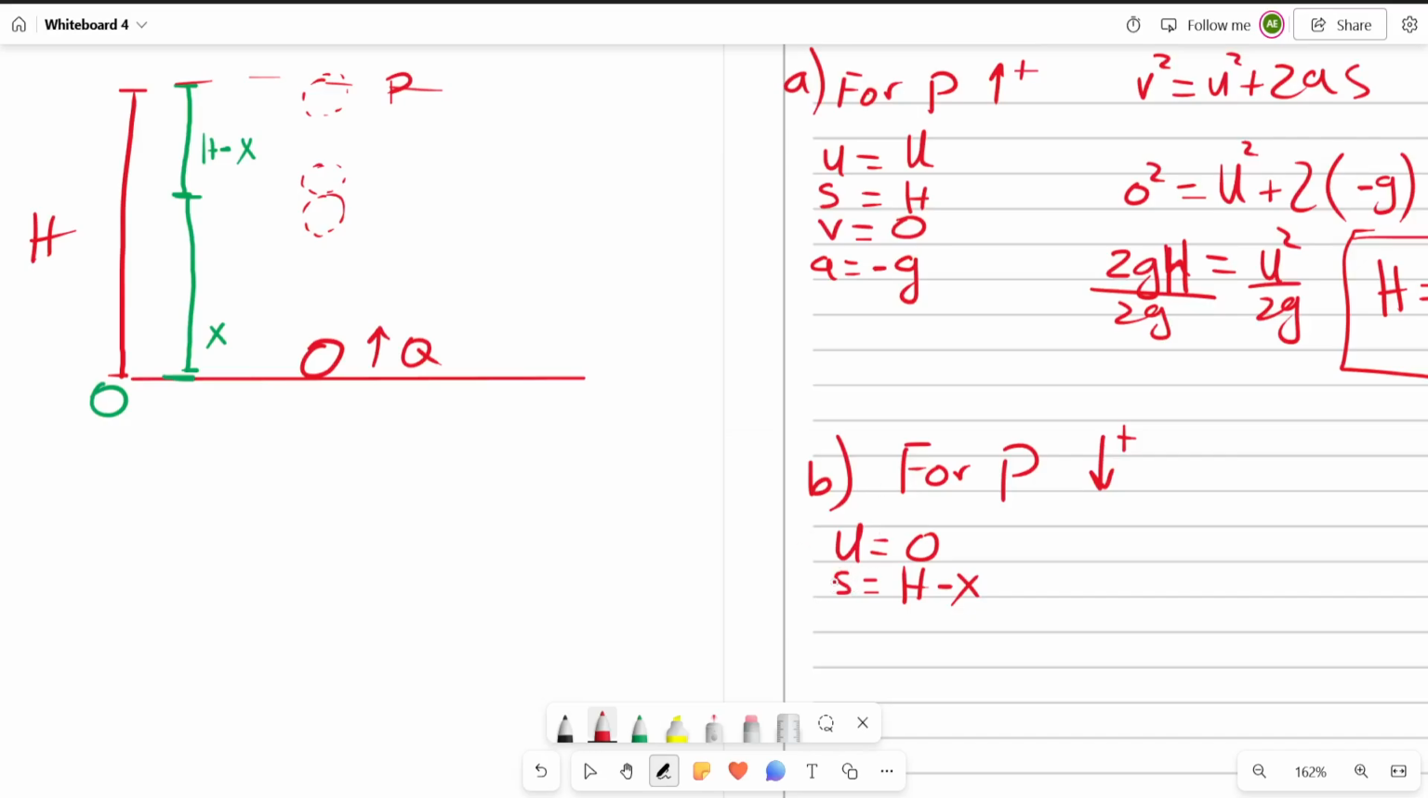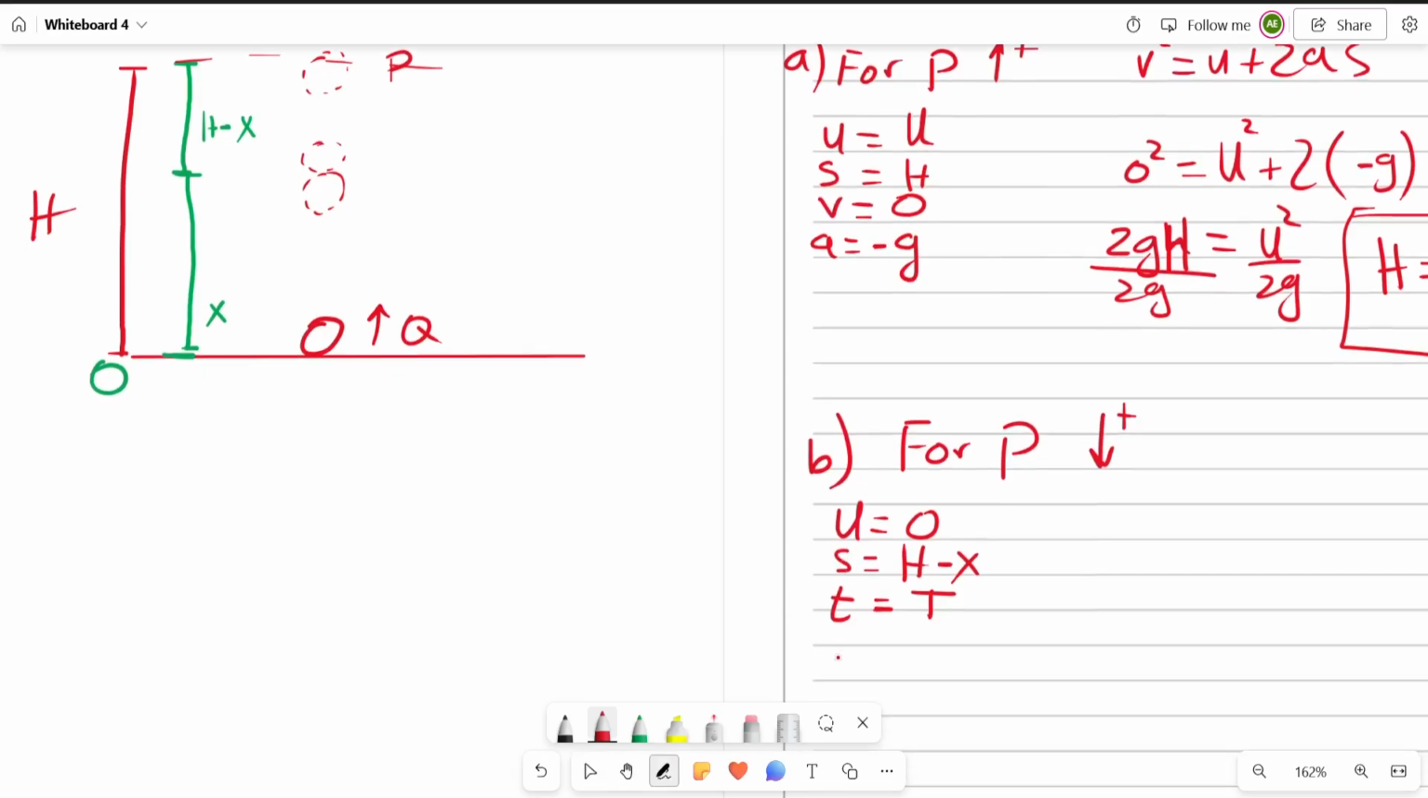What else? I know that the time that's going to pass for P is big T. Time is important here because I know that time is shared, it's the same between Q and P. What else? I know that the acceleration is going to be gravity, and gravity points down. So do I put it as a negative g or a positive g? Try and think and let me know. If you said positive g, you are right, because we said that the positive direction is downwards. So this is everything we have for P.